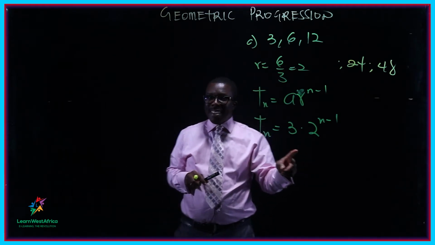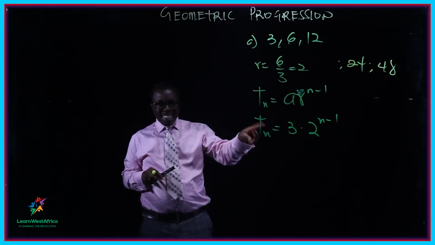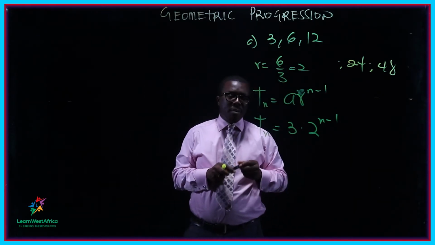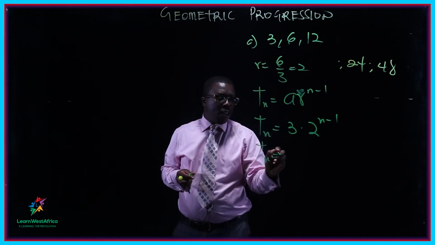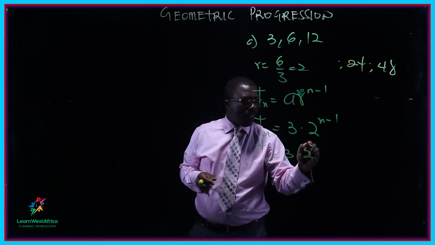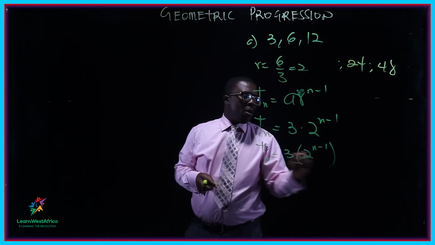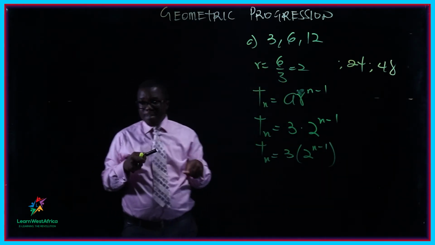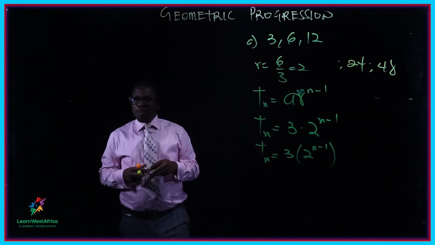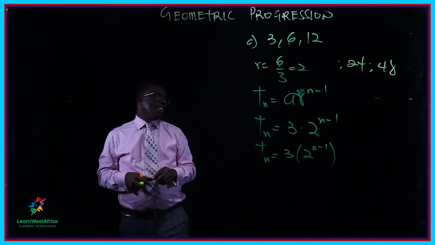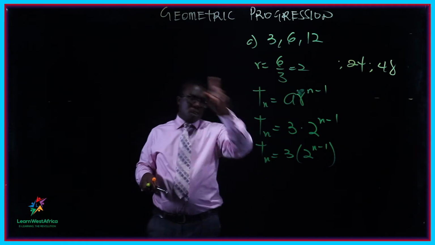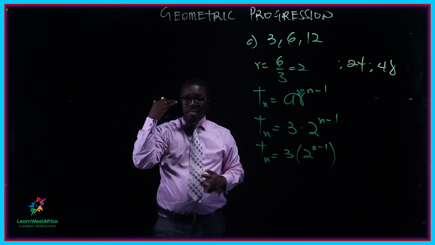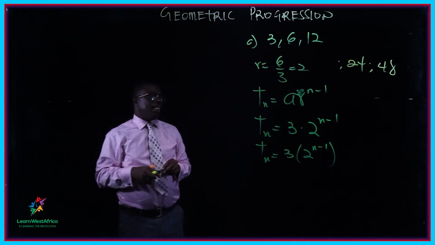Remember, you don't multiply to give you 6 to the power n minus 1. No, it is 3 times 2 to the power n minus 1. Sometimes, to avoid the confusion, just write 3 times, in brackets, 2 to the power n minus 1. Remember, in indices, when the bases are not the same, we cannot just put together the exponents. If you have any challenges there, you can review the videos or lessons on indices, and that should clarify any difficulties.